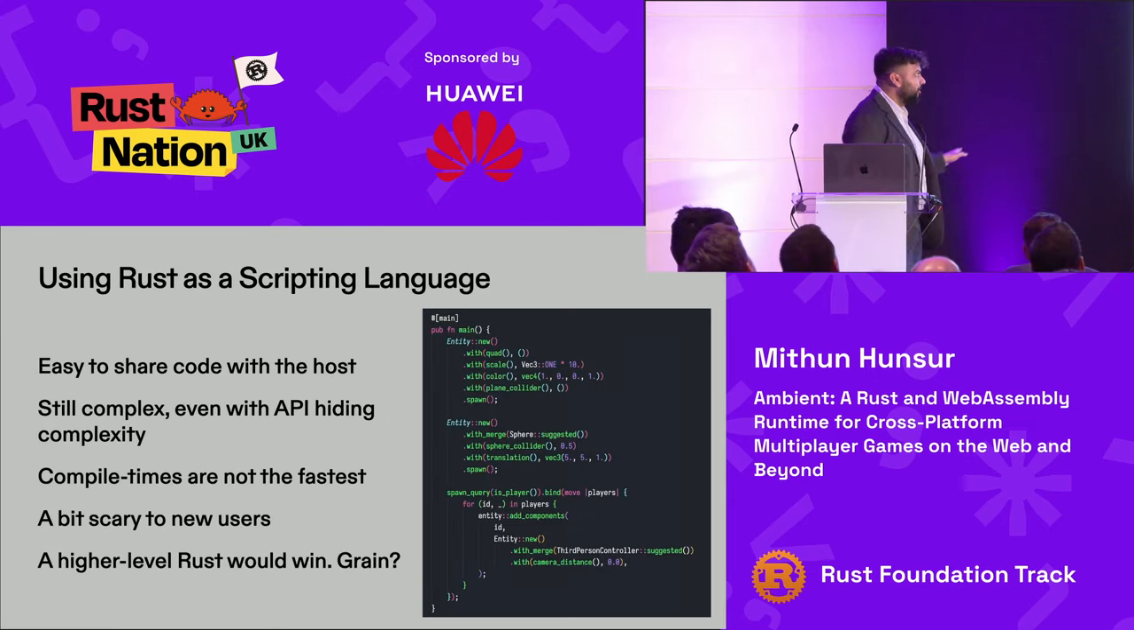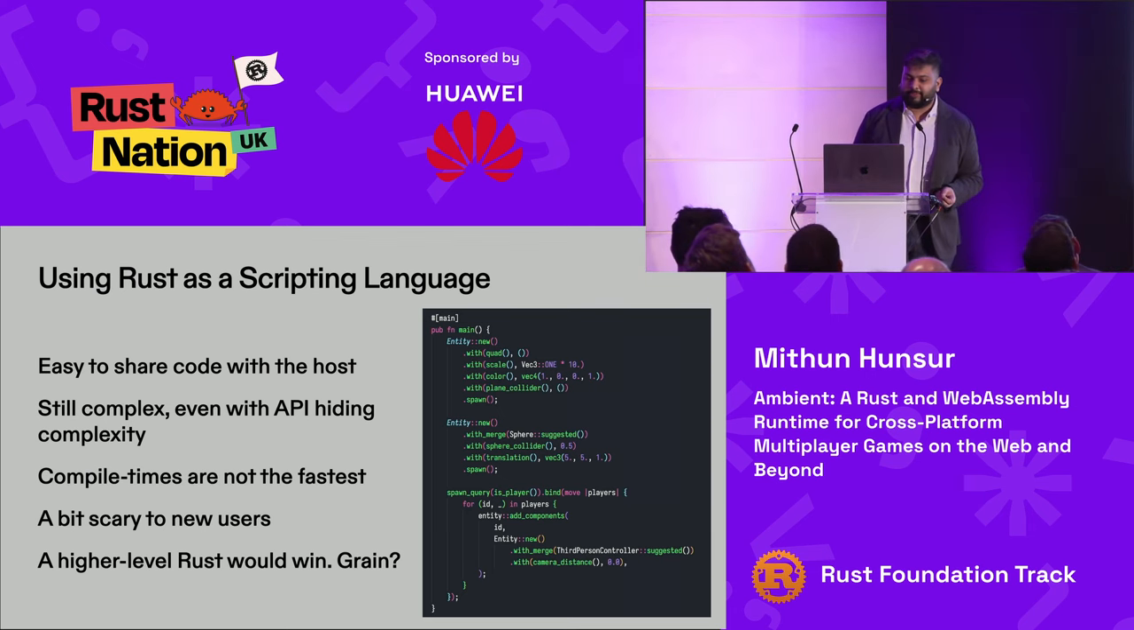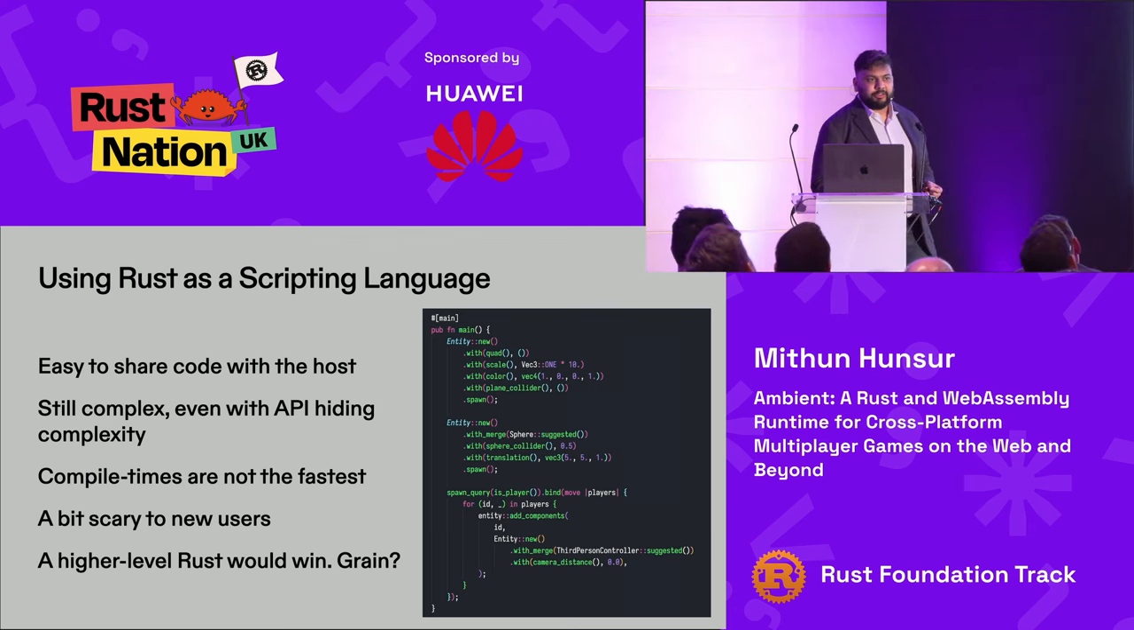Okay, as you might have noticed in the demo, we use Rust as a scripting language. This is made possible through WebAssembly. More on that later. We liked using Rust for scripting, and it let us share a lot of code, which was fantastic when we were changing things around. However, the language is still somewhat complex, even despite our API's efforts to simplify it. The compile times are okay, but not fantastic. Game developers appreciate fast iteration times, and Rust doesn't always provide that.